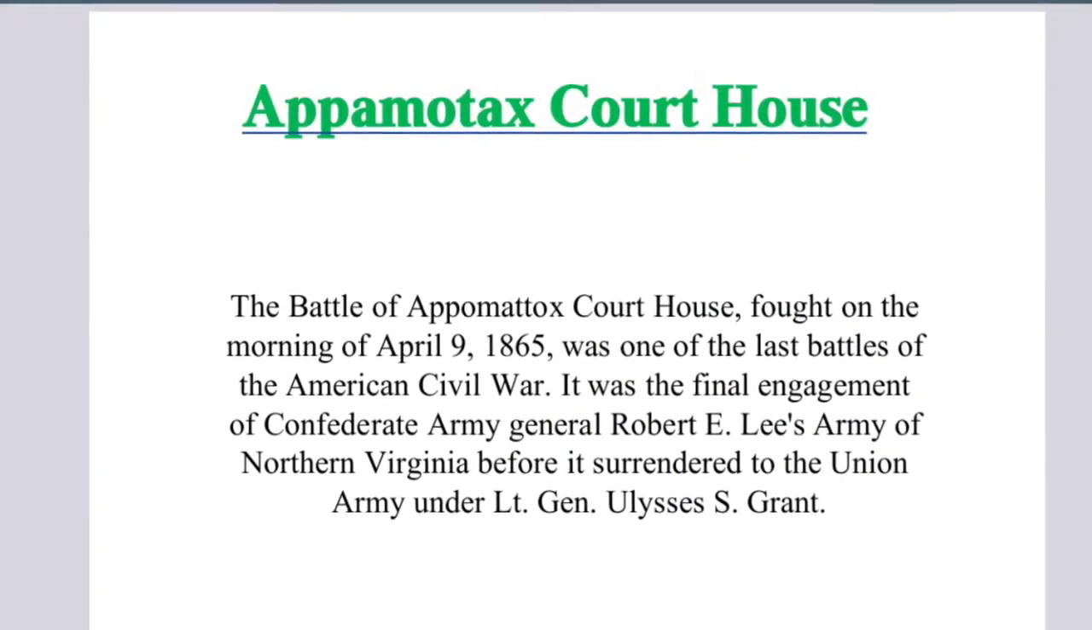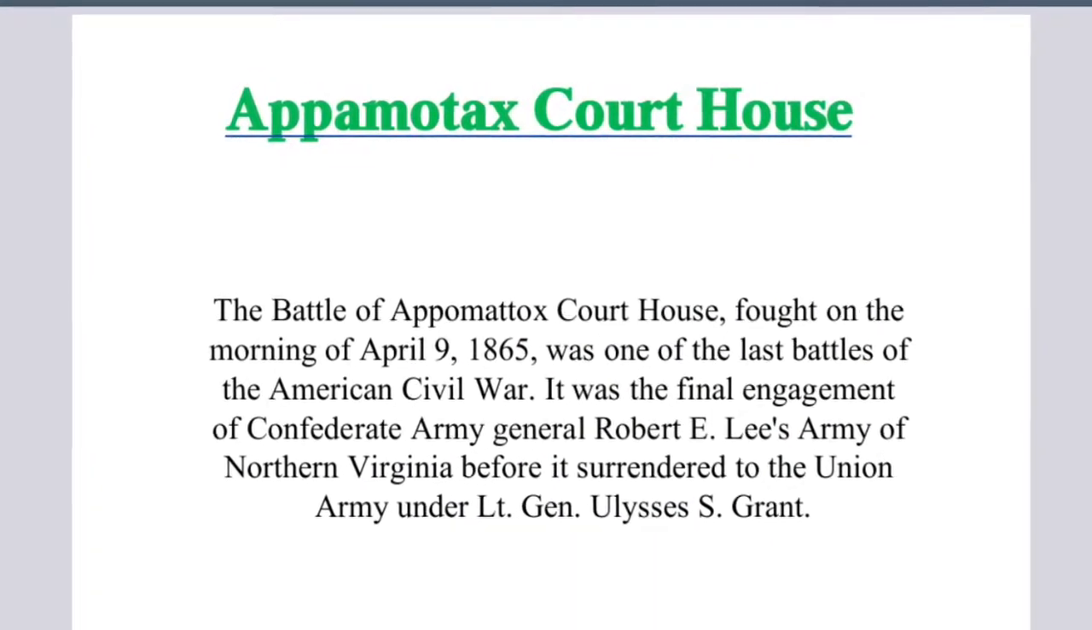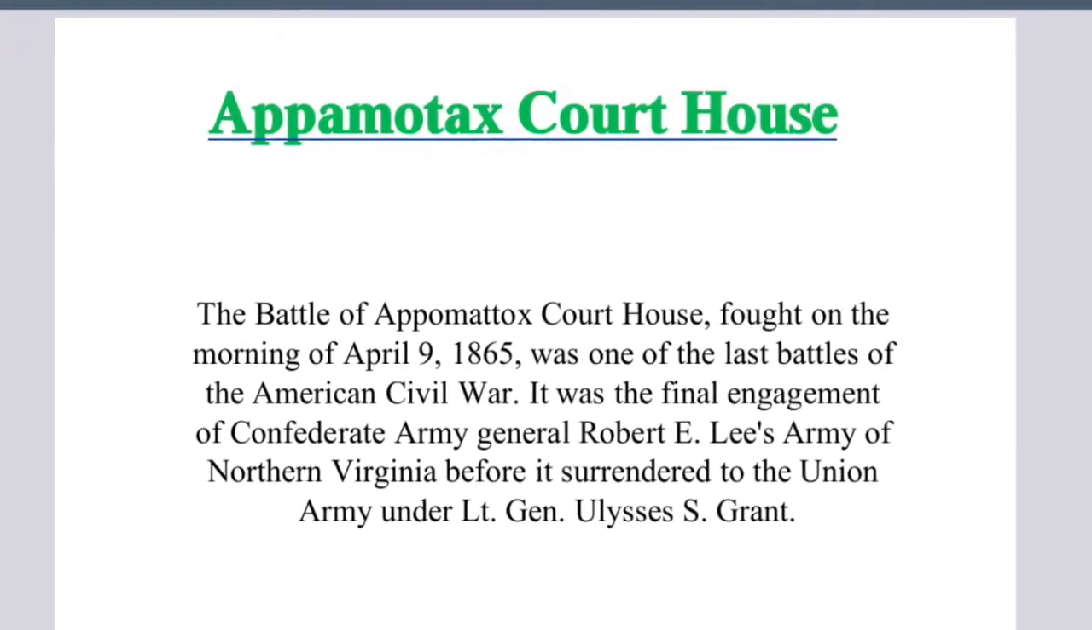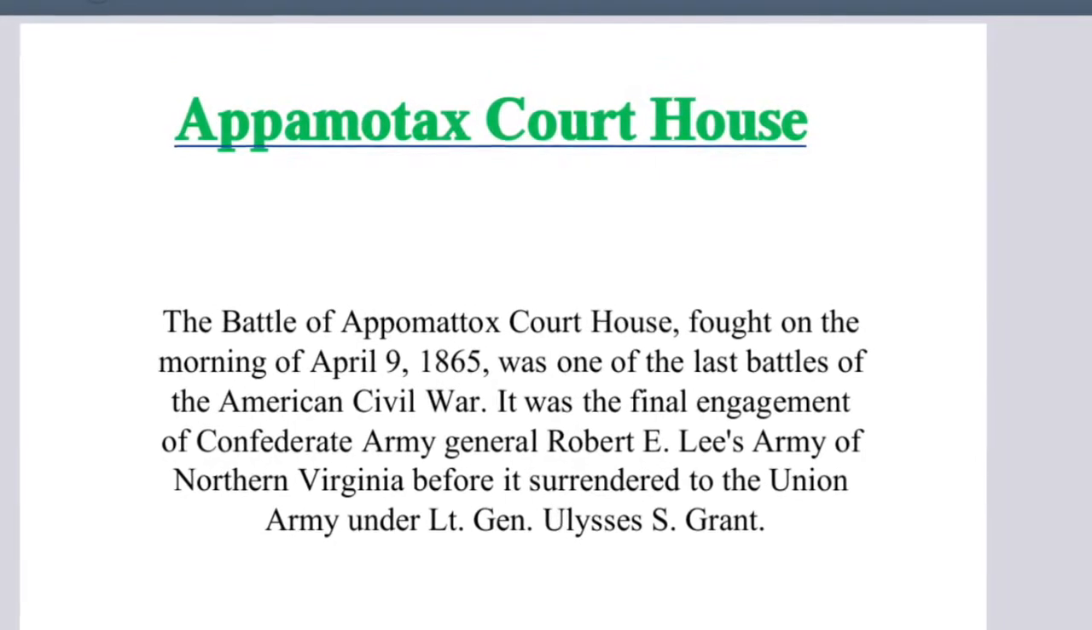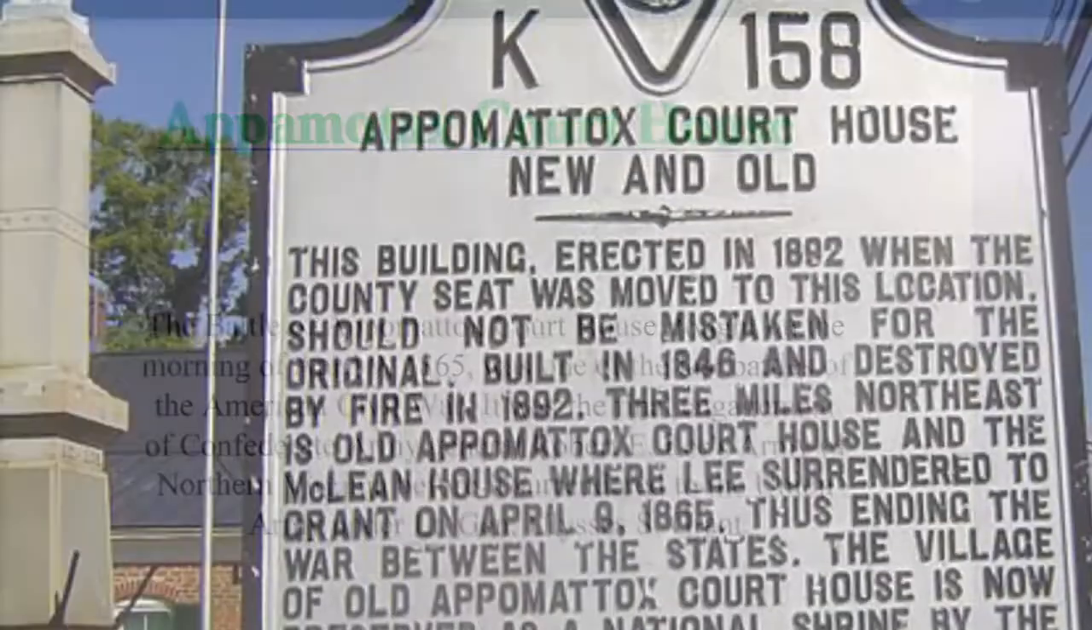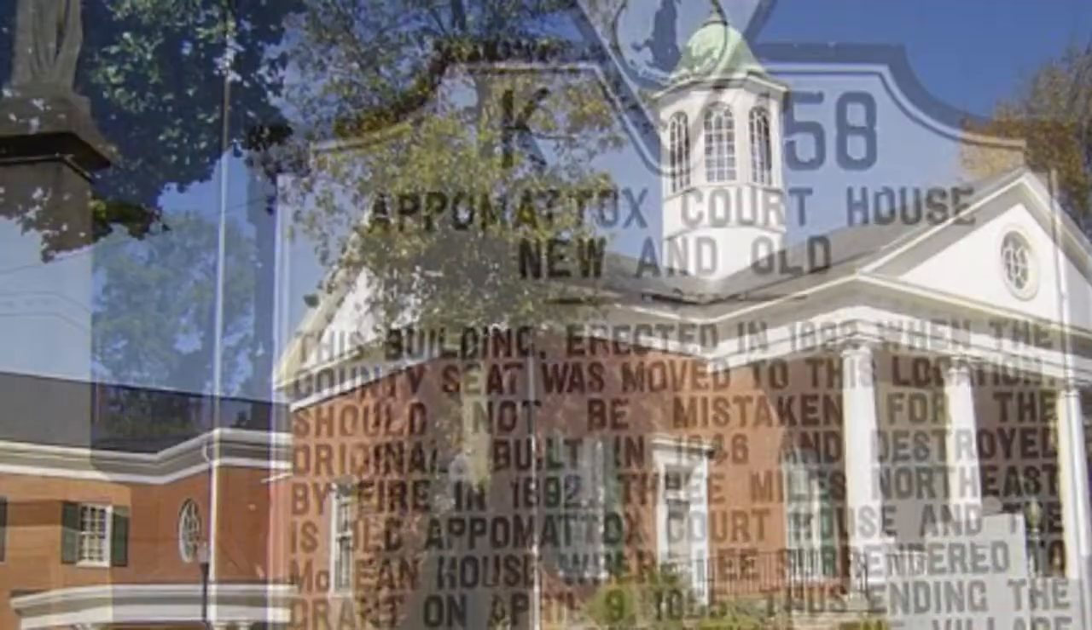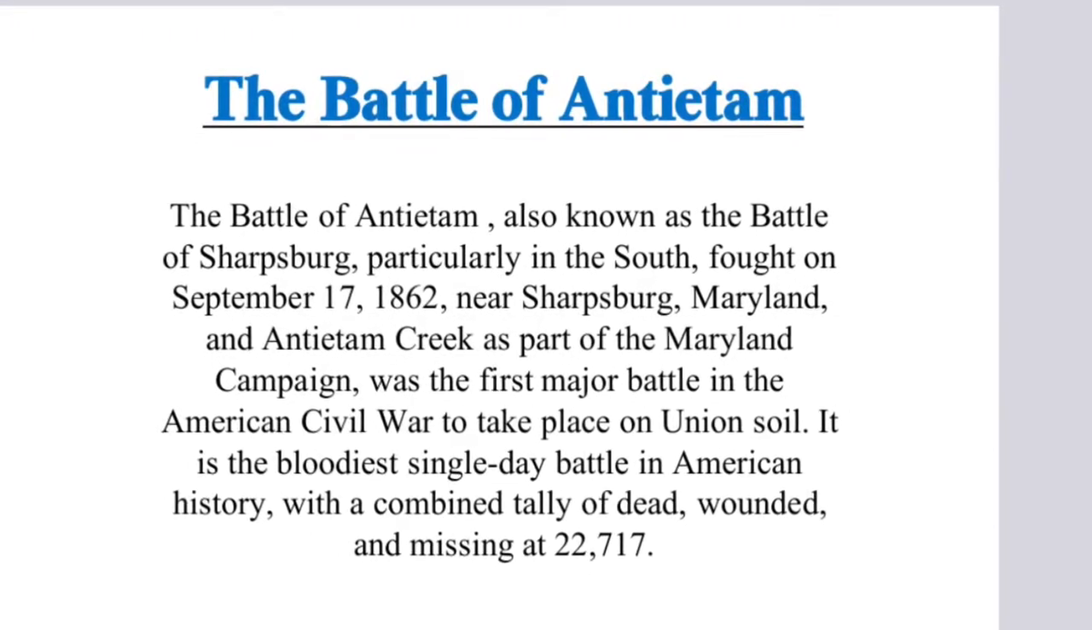Appomattox Courthouse. The Battle of Appomattox Courthouse, fought on the morning of April 9, 1865, was one of the last battles of the American Civil War. It was the final engagement of Confederate Army General Robert E. Lee's Army of Northern Virginia before it surrendered to the Union Army under Lieutenant General Ulysses S. Grant.